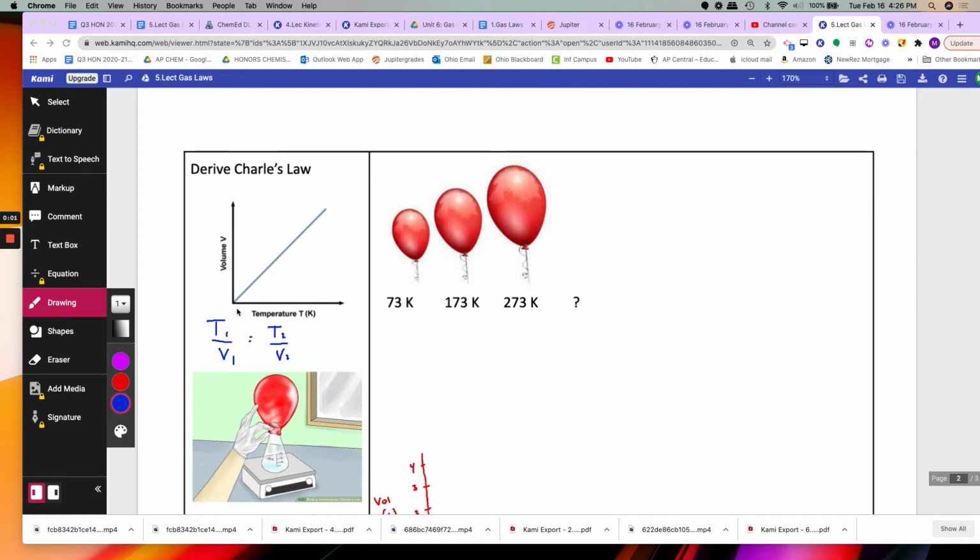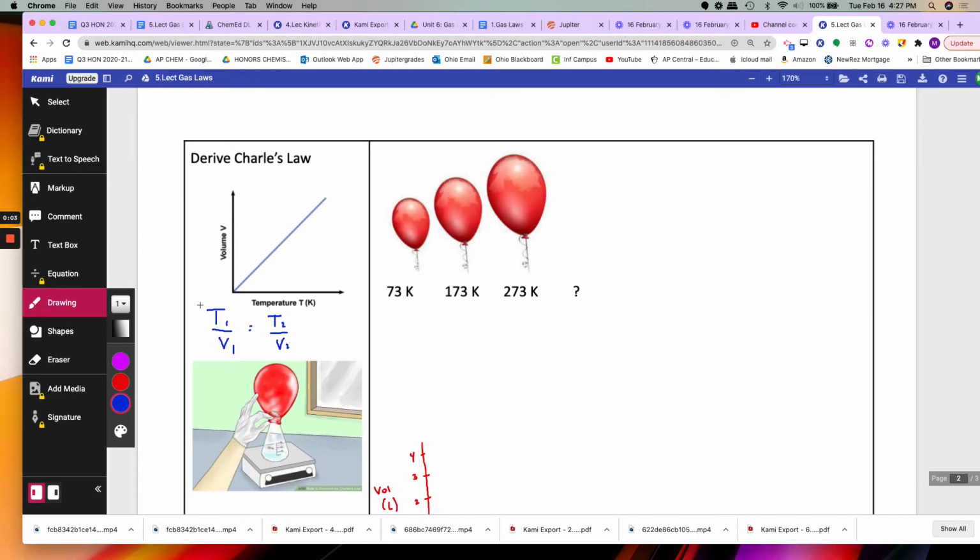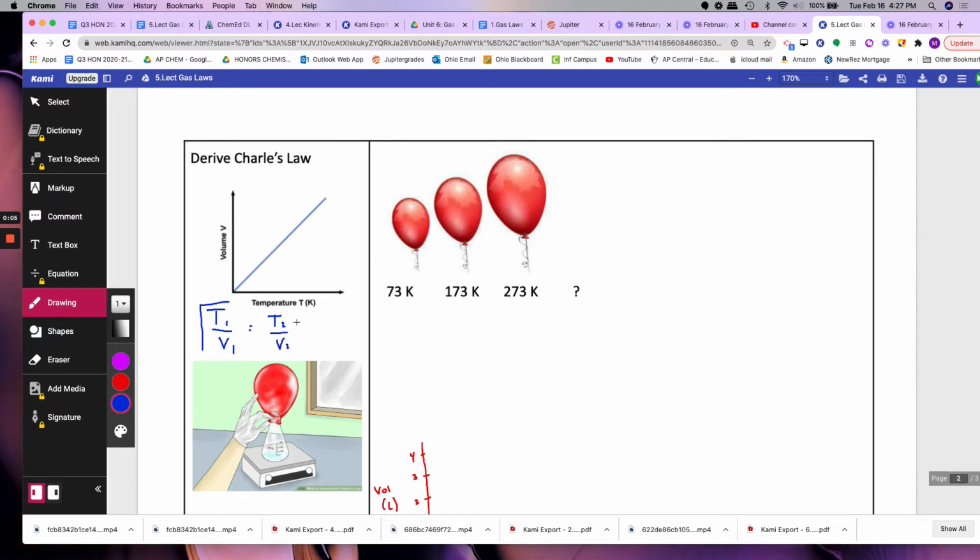We know that Charles' law is given by this formula, T1V1 equals T2V2. All this means is if the temperature doubles, the volume will double as well. But you might wonder, how did they come up with this formula? The way scientists come up with formulas is by doing experiments.